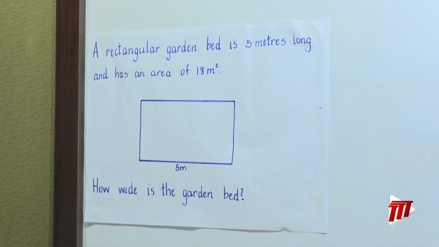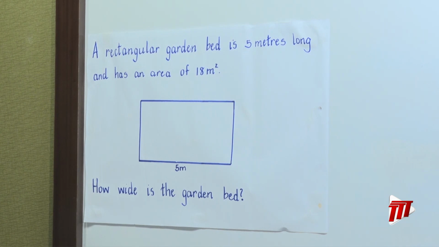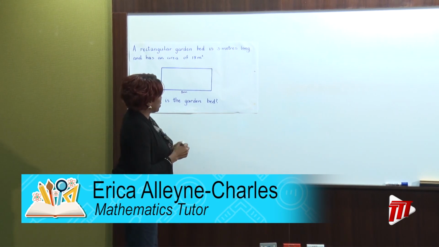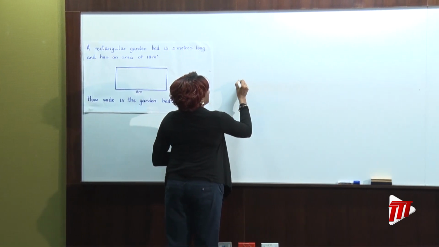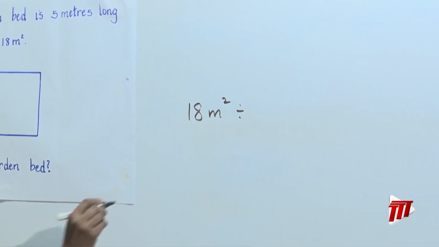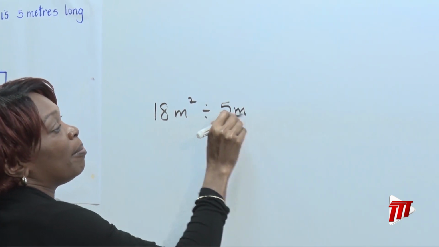So what are we going to do? You are given the area, you are given the length. Can you find the breadth? Can you find the width? I know you remember that formula. Area divided by length. I know you knew it. Let's try that now. So you're going to say 18 meters squared, and we're dividing that by 5 meters.